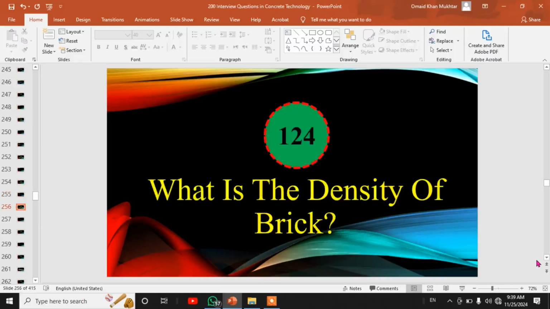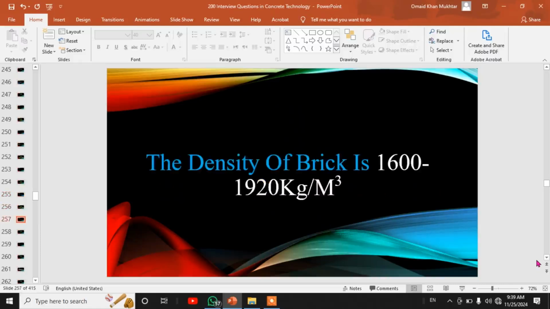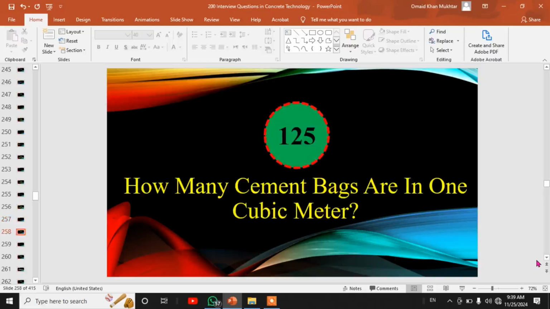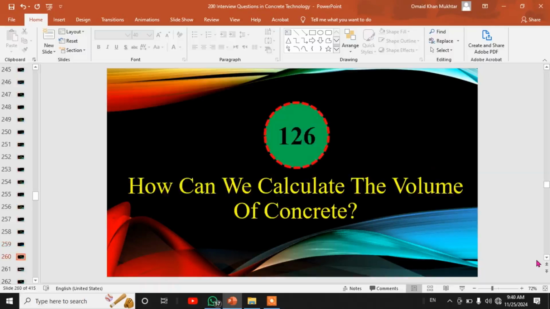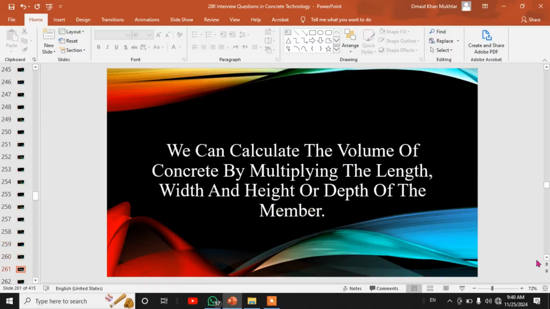124. What is the density of brick? The density of brick is 1600 to 1920 kilograms per cubic meter. 125th. How many cement bags are in 1 cubic meter? There are 28.8 bags of cement in 1 cubic meter. 126th. How can we calculate the volume of concrete? We can calculate the volume of concrete by multiplying the length, width, and height or depth of the member.